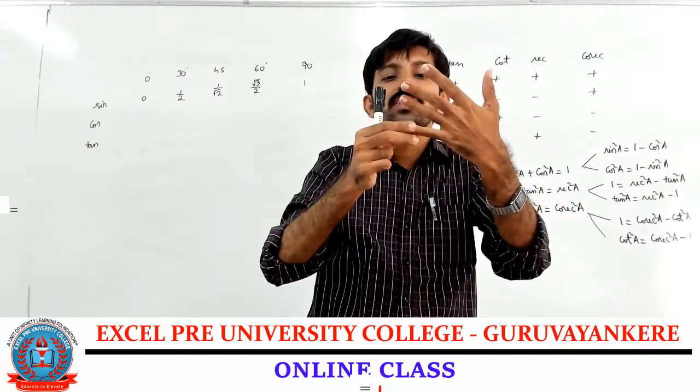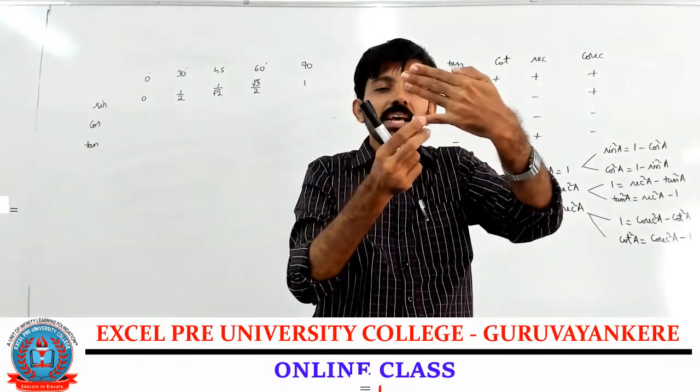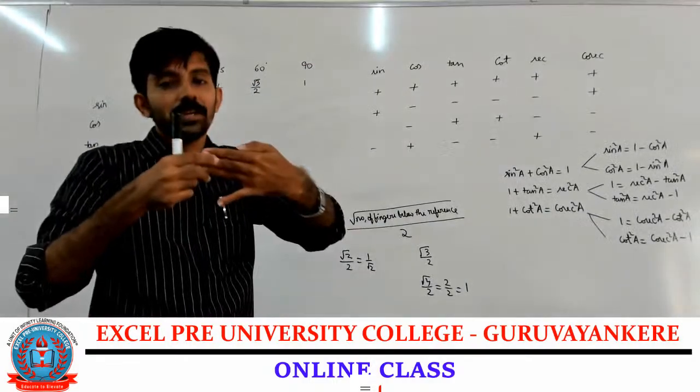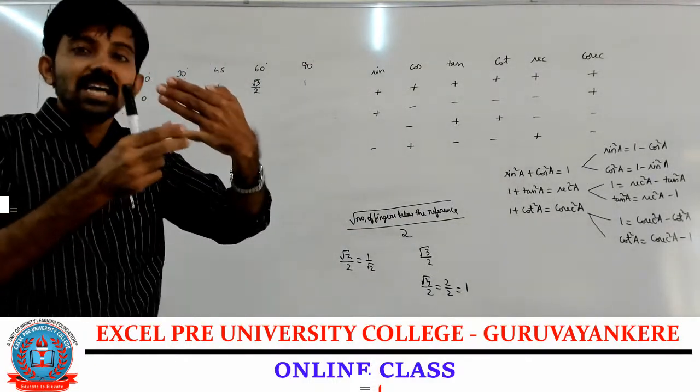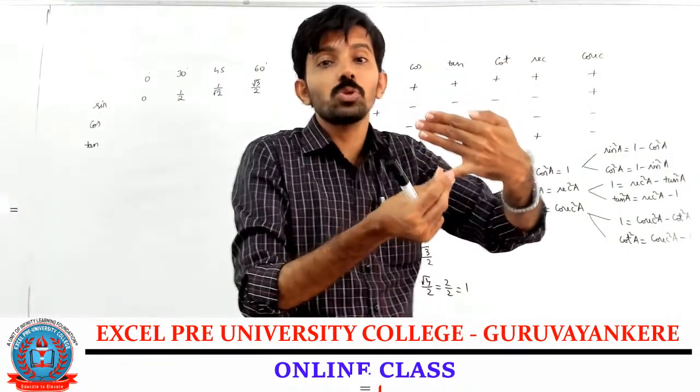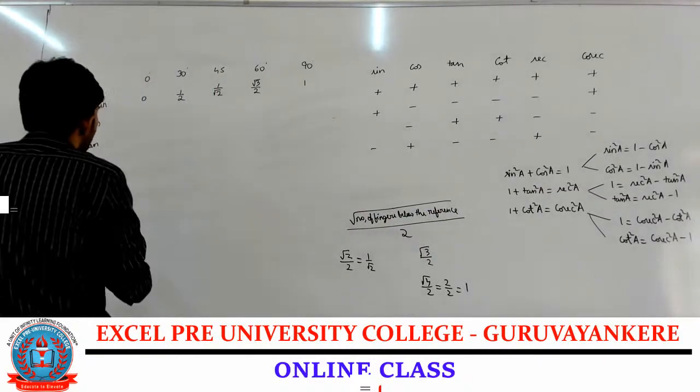Cos 0, you want. Find the number of fingers above this. The number of fingers above this is 4. So cos 0 is root 4 by 2. Above this there are 4 fingers, right? So cos 0 is root 4 by 2. Root 4 is 2. 2 by 2 is 1. So cos 0 is 1.